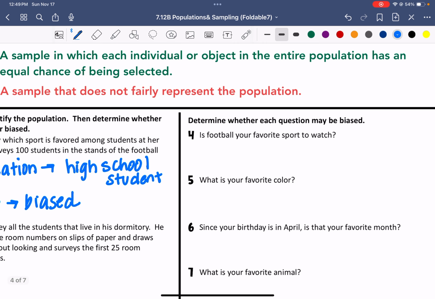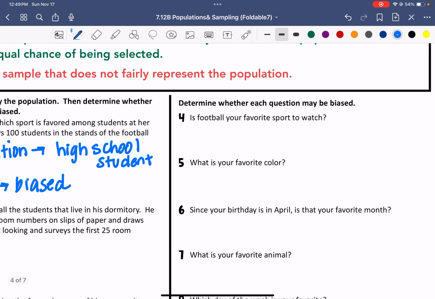All right, so let's go to if each question is biased. Is football your favorite sport to watch? Well, you're kind of leading, so is football your favorite sport to watch? So that's definitely biased. What is your favorite color? It didn't specify, just what is your favorite color? So that is definitely not a biased survey. It's fair. So think about bias being fair and not fair.